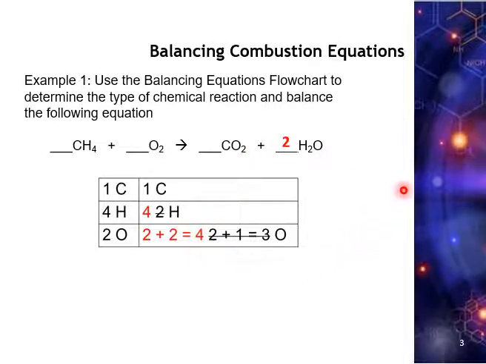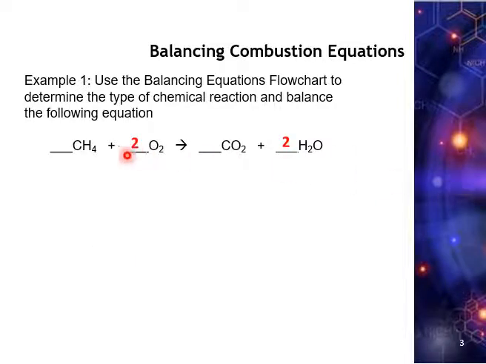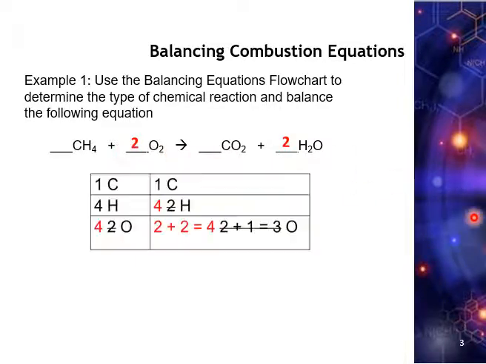So now we need to balance the oxygens. We put a 2 here. 2 times 2 is 4. And now we have 1 carbon on both sides, 4 hydrogens on both sides, and 4 oxygens on both sides. The equation is balanced.